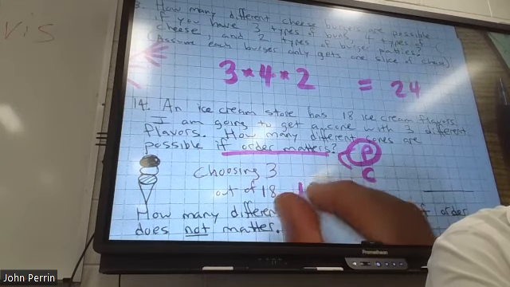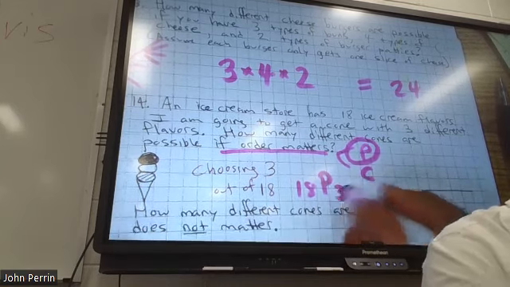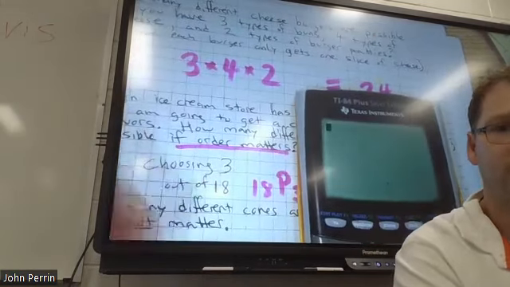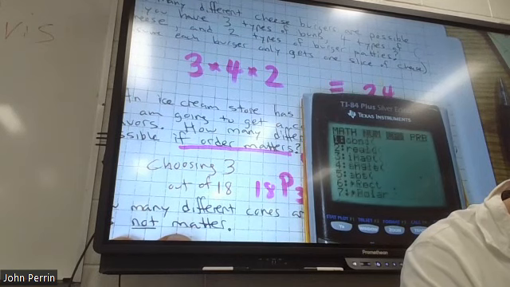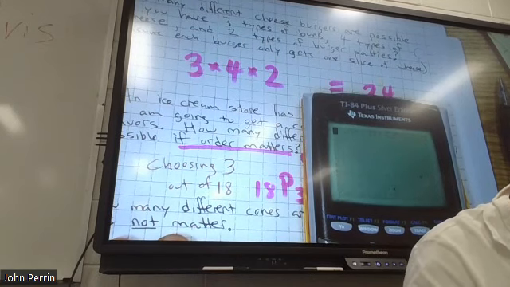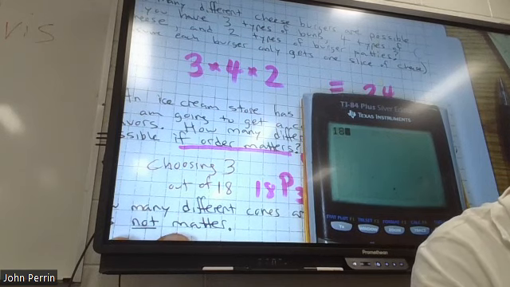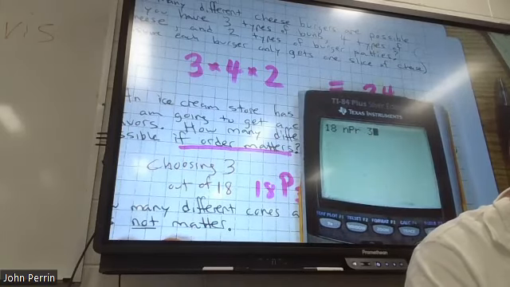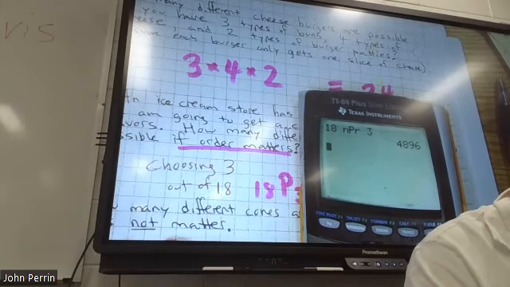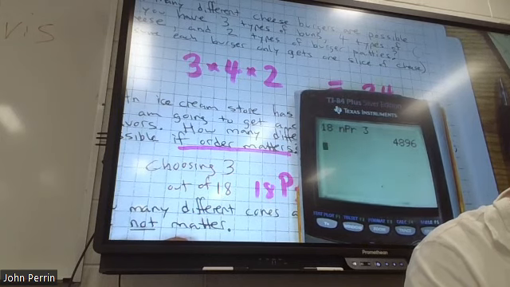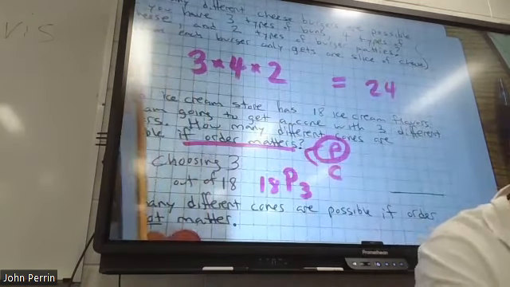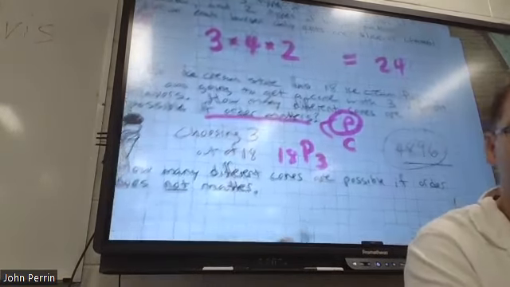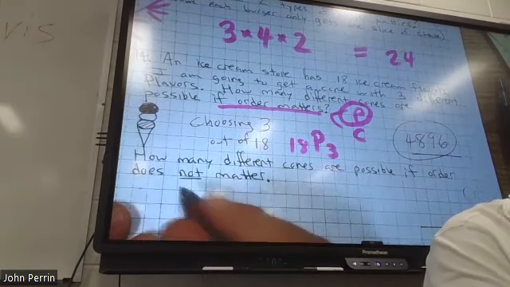So you're going to do 18 P 3 on your calculator. On this calculator, it's under math, probability. I'm going to want to type the 18 first though. So 18, permutation, and then I'm going to click 3. Well, that's a lot. 4,896. Last thing we're doing today, how many different cones are possible if order does not matter?